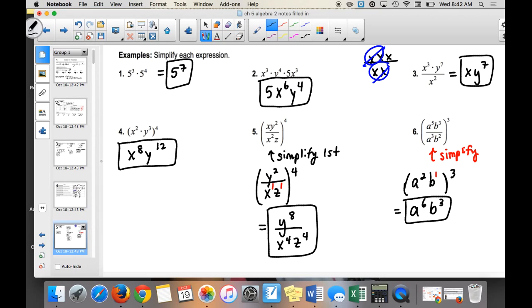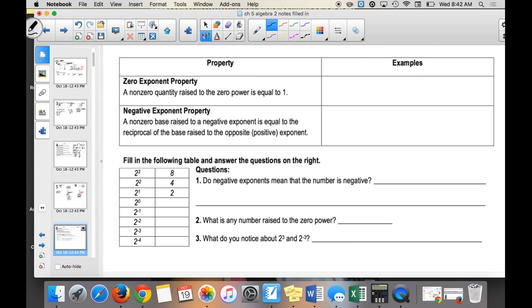Okay, so far, I mean, it might be a little bit of a stretch, like remembering every single detail from Algebra 1, but so far I think this is pretty good for you guys, right? Still feeling pretty good? All right, so let's get into some more challenging ones. So the zero exponent property. It says a non-zero quantity raised to the 0 power is equal to 1.